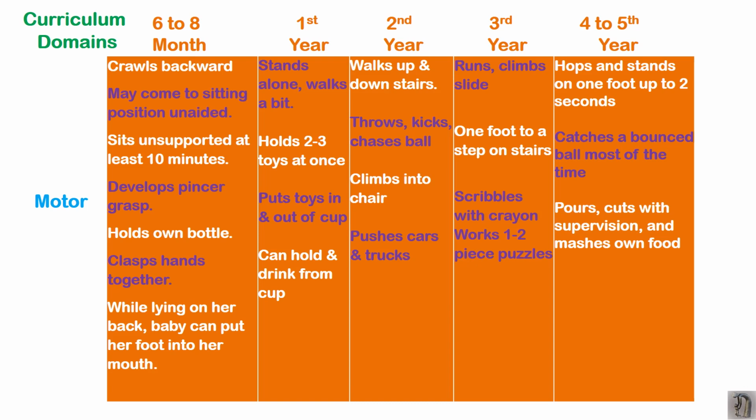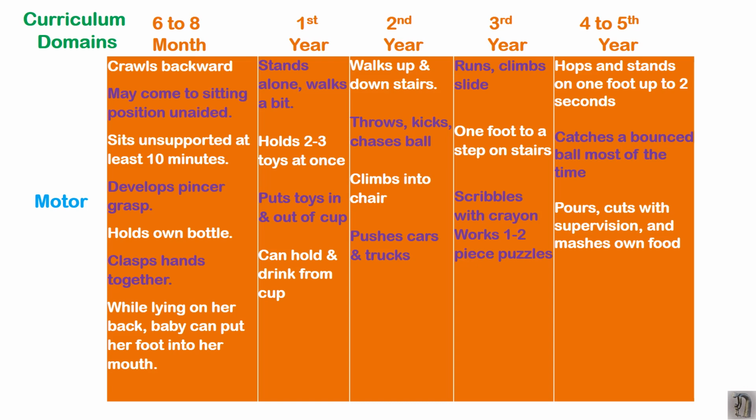So when the child reaches the eighth year, he might be running, he might be jumping. That means running and jumping at a higher level. So this is how your curriculum complexity level increases year to year. Whereas you see, hold 2 to 3 toys at once, that is the first year. Then throw, kick, chase a ball.